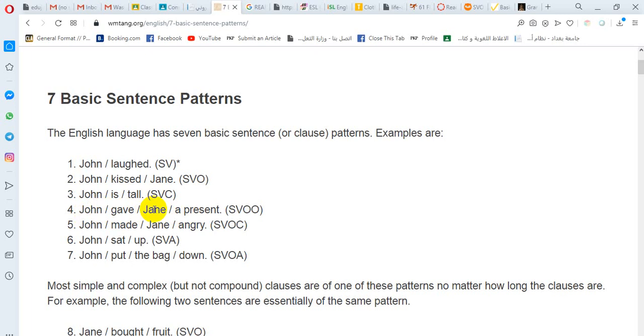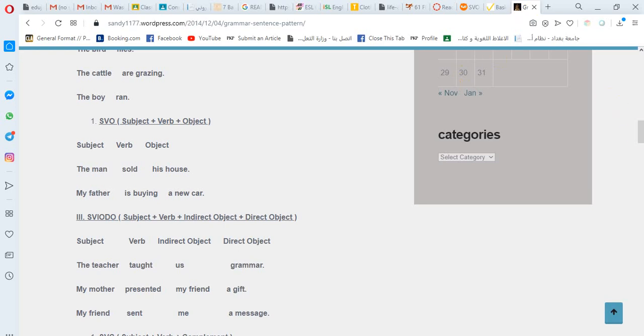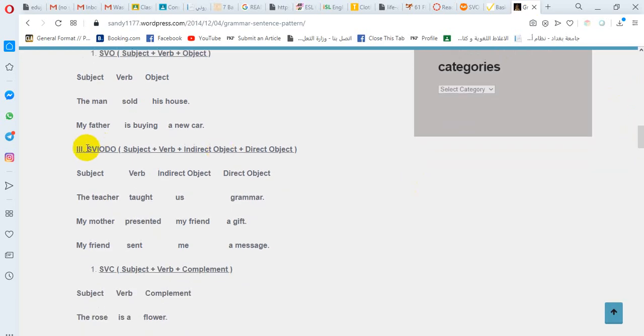Or you can say John gave a present to Jane. So in this pattern you can use a prepositional phrase. Let's take other examples. This one we call SVOO or SVIODO, which means indirect object then direct object. Like what? The teacher taught us what? Grammar. So we have "us" and we have "grammar." This is indirect, this is what?